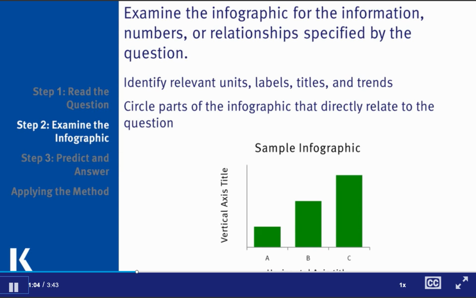For example, on this sample infographic, you would circle the vertical axis title if that's what contained the information you were looking for. You'd also notice that this has an upward trend.